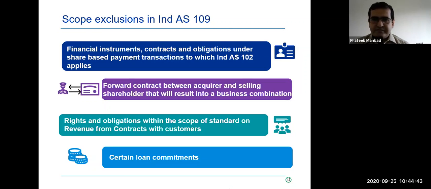Okay. Now, there are certain items which can be additionally included within the scope of the accounting standard. Now, what are these? I'll take an example and then go to the slide. Let's take an example of a company which is going to manufacture chocolate, right?